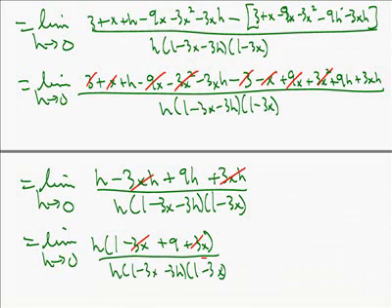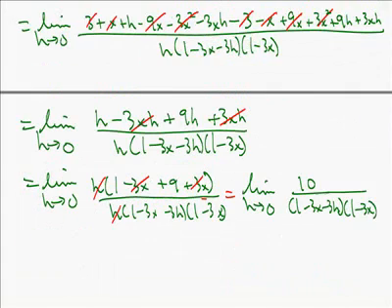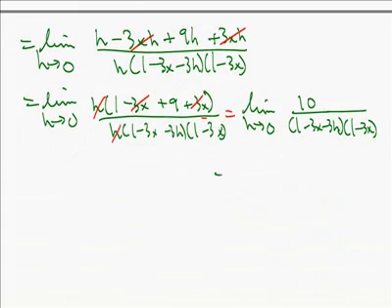So here now the h is divided to 1, and we're left with the limit as h approaches 0 of 1 plus 9, which is 10, divided by (1 minus 3x minus 3h) times (1 minus 3x). So it got a little bit messy there. We let that limit go now.